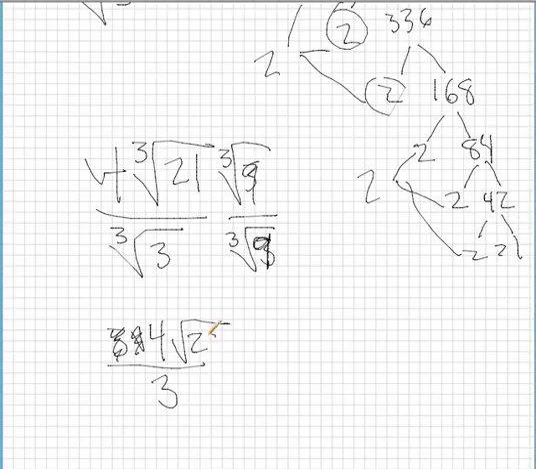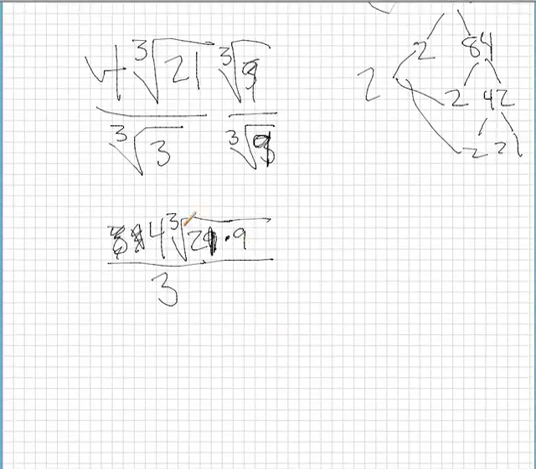The top is going to be 4 cubed root 21 times 9. That's the cubed root. And then what we're going to do is we can actually simplify this down one more. 9 is 3 times 3 and 21 is 3 times 7. So on the inside of this we have 3 times 3 times 3 times 7.